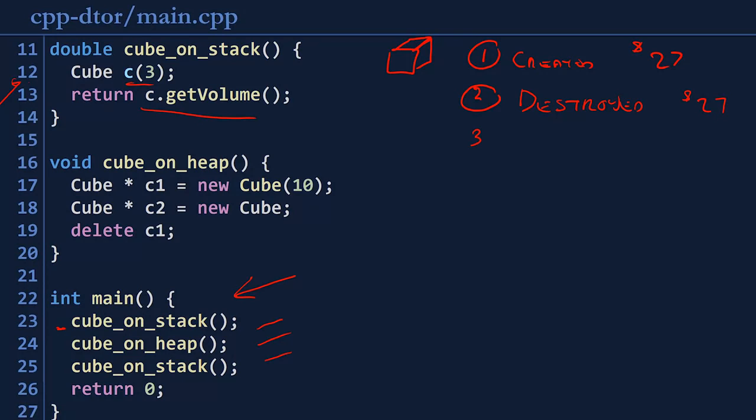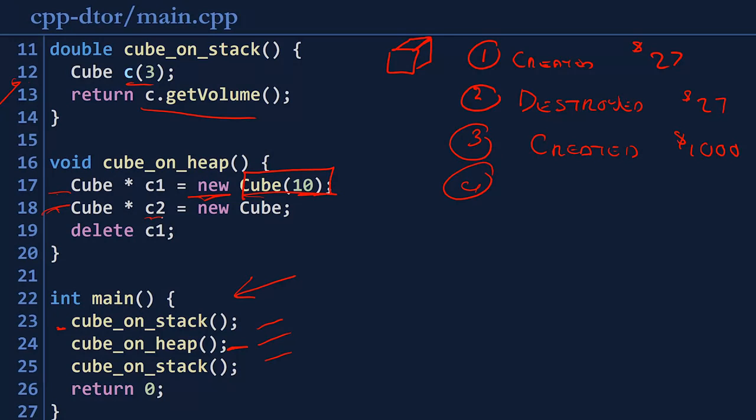Third line of code's not going to print out until we go into cube on heap. Cube on heap on line 17, we say C1 creates a new cube of length 10. So this new cube of length 10 is going to be in heap memory, and it's going to be worth $1,000. So we're going to say created $1,000.